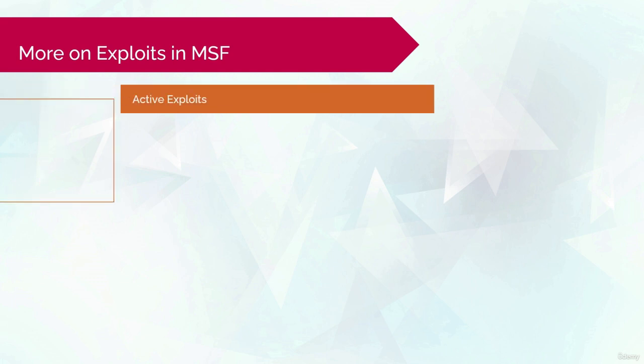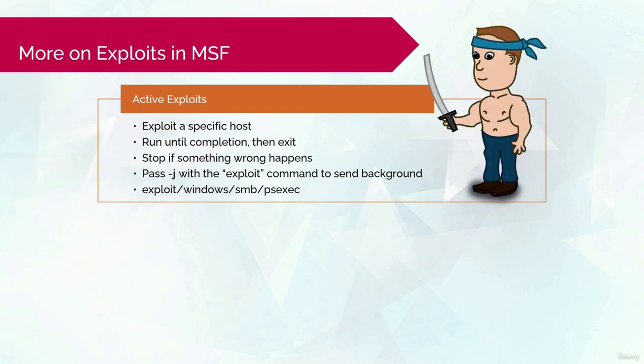Active exploits will exploit a specific host, run until completion, and then exit. For example, brute force modules will exit immediately when a shell opens, and execution of the module stops if an error occurs. Oh, and by the way, you can force an active exploit to work in the background by entering -j into the exploit command.